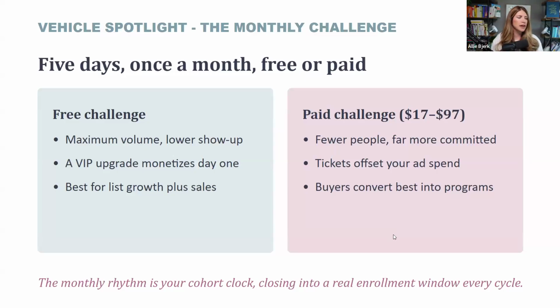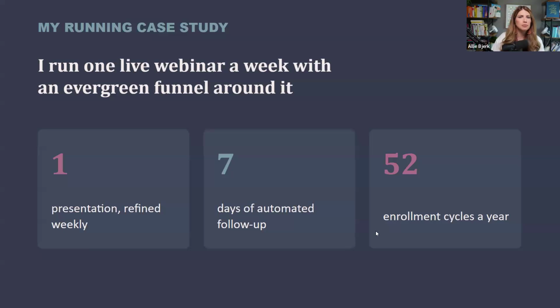So you just create a monthly rhythm when you're doing it with a monthly challenge, and then you treat your enrollment period as following that challenge. That's when you can book sales calls. That's when you can sell people directly from that challenge, and you just kind of get used to that cadence of how it's running.